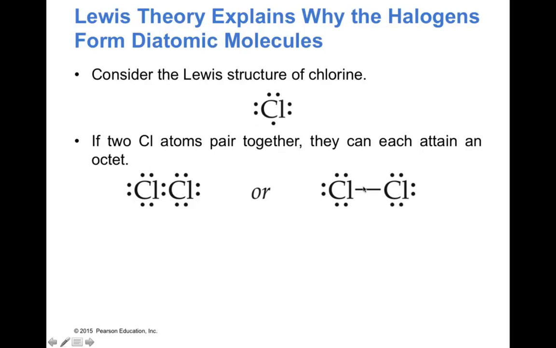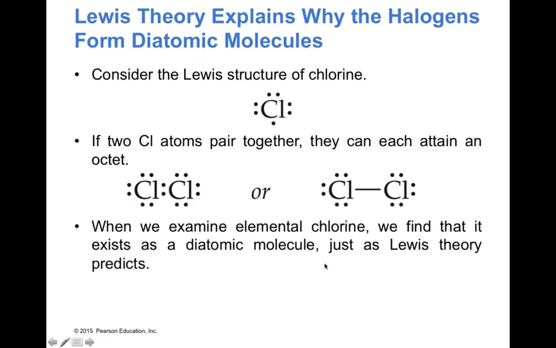Once again, whenever you see a dash, you see 2 electrons. So 2, 4, 6, 8 electrons around each of the chlorines. When we examine elemental chlorine, we find that it exists as a diatomic molecule, just as the Lewis theory predicted. The same is true for the other halogens: chlorine, fluorine, iodine, all of them are basically the same.